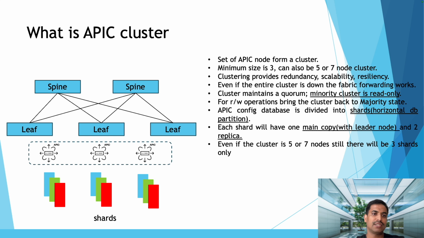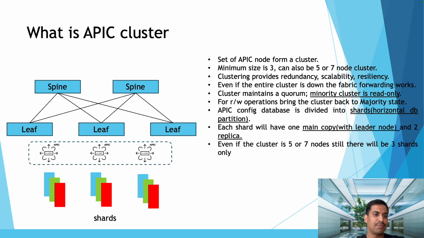If you have fewer nodes available in the cluster, like if you have one node available and the rest 2 nodes are not available, then you will not be able to make any configuration changes to the ACI fabric, but still the cluster will be running in read-only state. That means you can see the configuration, but the configuration changes will not be possible. To bring the cluster back to read-write operation state, you need to bring back the nodes which are down.